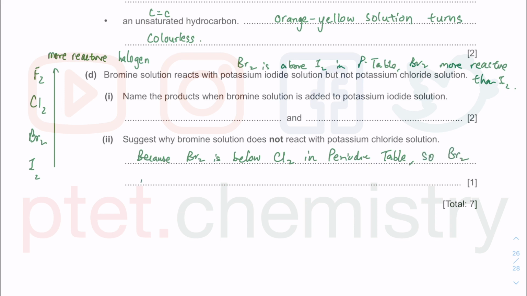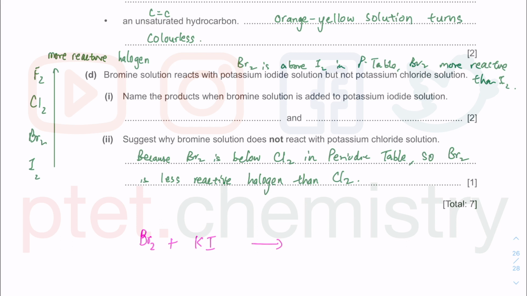So Br2 is a less reactive halogen than Cl2. So you can't kick out Cl2 because you are a less reactive halogen than Cl2. You can't kick it out from Cl minus. They don't ask you for an equation here, but just like the previous question, they could very easily ask you for an equation. Br2 plus potassium iodide, K plus I minus, group 1 metal, group 7 non-metal, K plus lost 1 electron, I minus having gained 1 electron, K plus I minus.